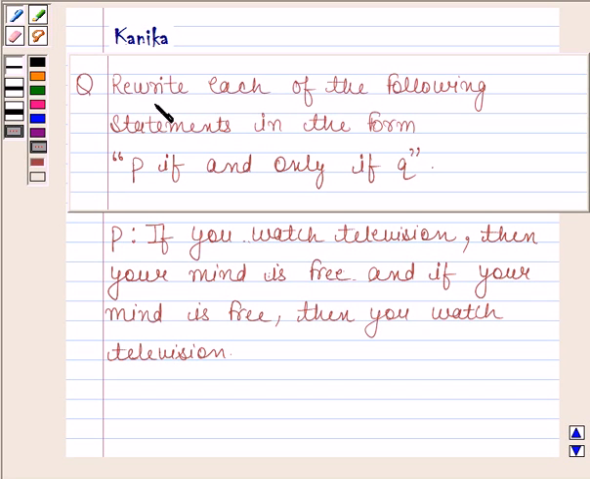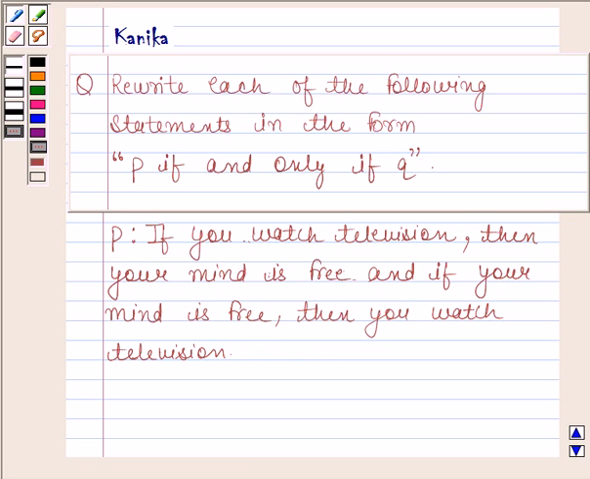The question says, rewrite each of the following statements in the form P if and only if Q. Given statement is, if you watch television, then your mind is free, and if your mind is free, then you watch television.